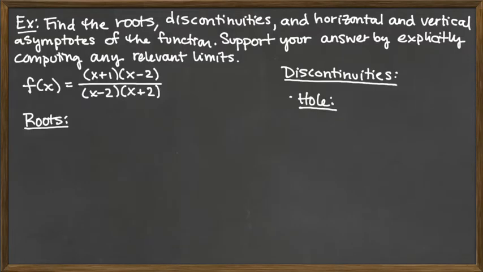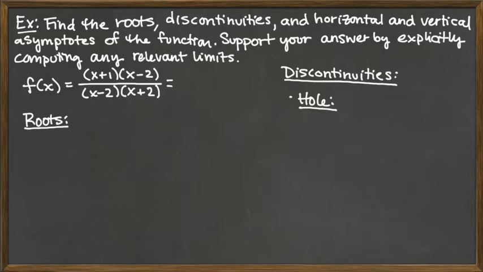In this example, we're going to look at this rational function through the lens of calculus, using limits to get information about roots, discontinuities, and horizontal and vertical asymptotes. The rational function is already given in factored form. It's (x + 1)(x - 2) on the top, and on the bottom it's (x - 2)(x + 2). So we see right away that there's a factor x - 2 that appears on the top and on the bottom.